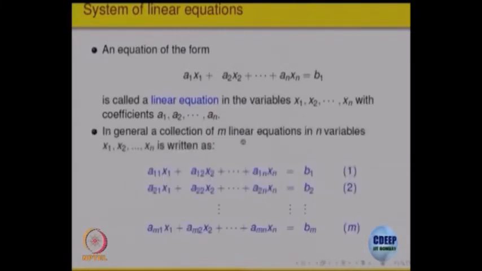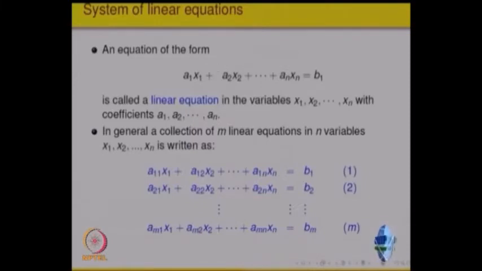In general, we may have a collection of m linear equations in n variables, and we will write it as a11 x1 plus a12 x2 and so on. The first subscript in the coefficients indicates the equation. So, this a11, a12 and so on is the first equation. The second equation will have coefficients a21 and so on, and the last equation, that is the mth equation, will have coefficients with subscripts am1, am2, ..., amn.